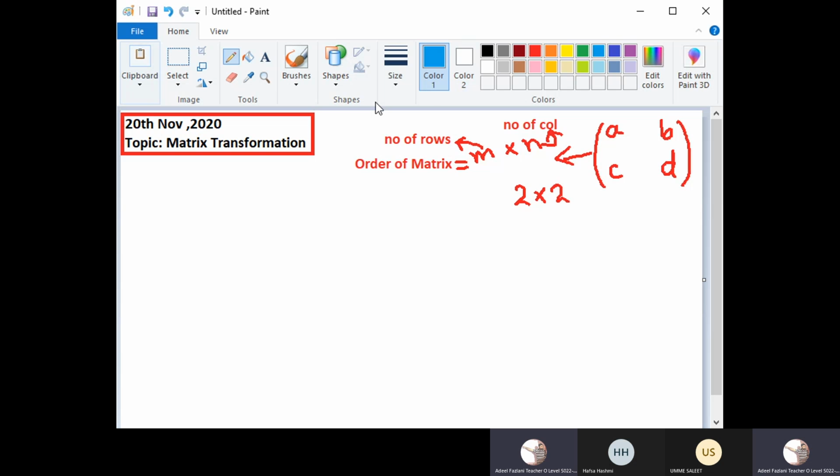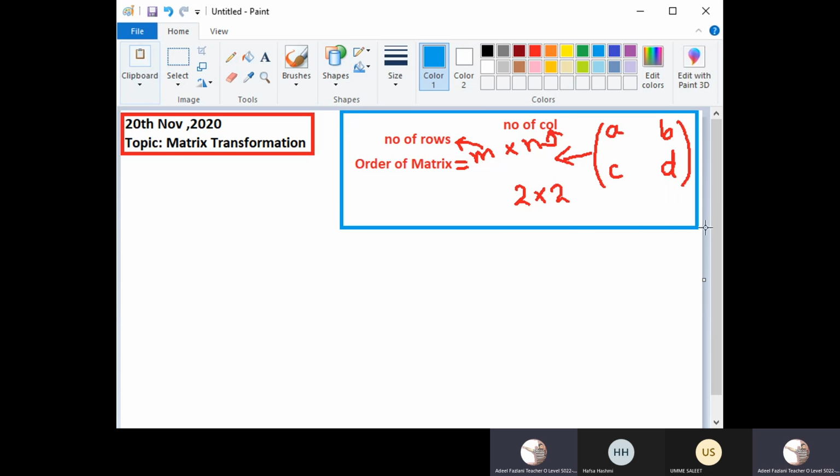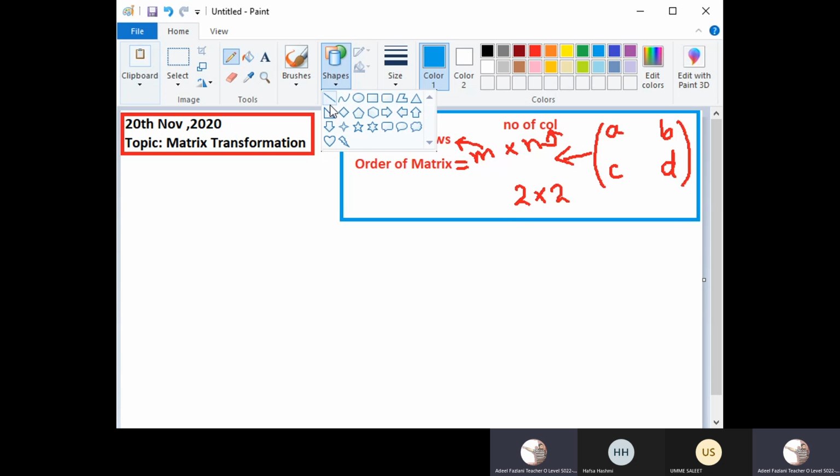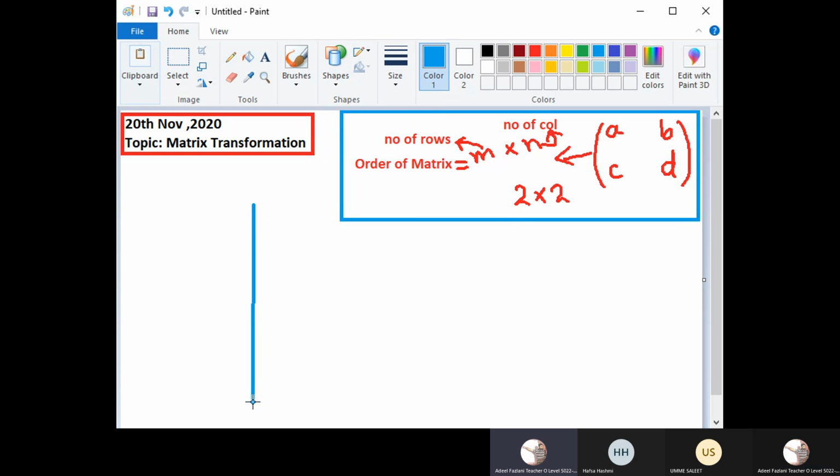Right now, let me start with the reflection. When I'm talking about reflection, let me draw the two planes. Your y-axis, your x-axis. Is it visible to you? The x-axis and y-axis plane, is it visible? Yes or no?